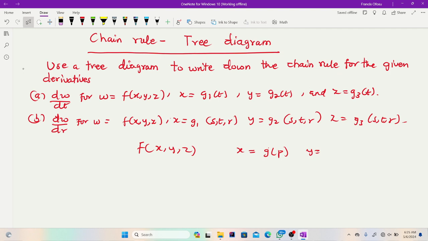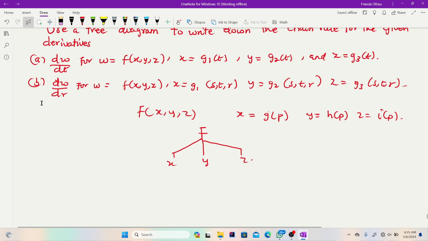Then y is equal to h of p, and z is equal to i of p. What the chain rule is saying is that you simply write your function f as the tip of your tree. Then you ask yourself, what are the variables of f? There are three, x, y, and z. The variables become the first branches. Within x, y, and z, I can still have another branch, which is p.